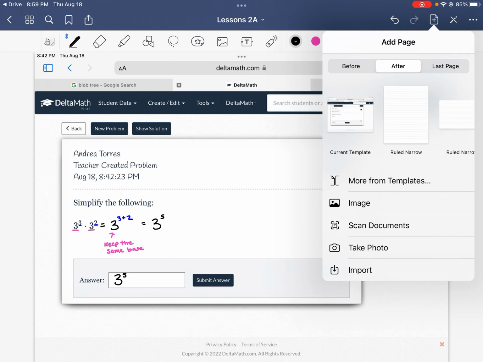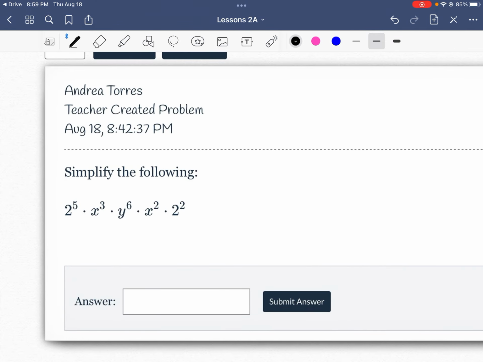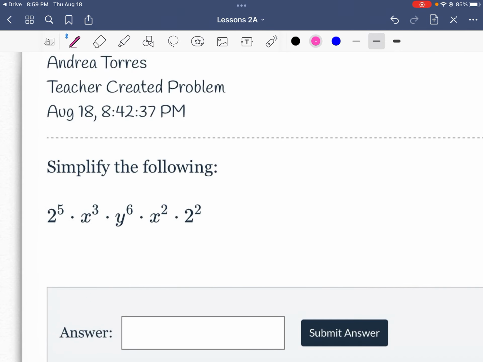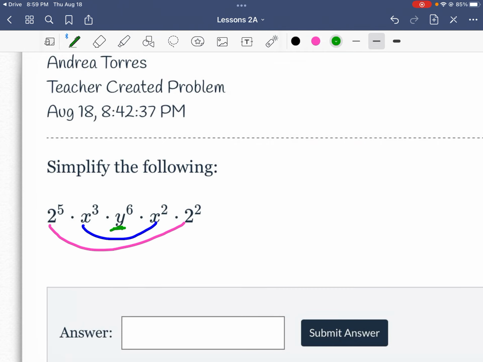Now, what happens if my bases don't totally match? Let's look at the second problem right here. What we can do is that we can group them. So I see that I have my 2's right here. I have my x's right here. And then I have a lonely y. So let's focus on my 2's. Okay. What are my exponents? I have 5 and 2. And since they are multiplying, I would add them. So this would be 5 plus 2.